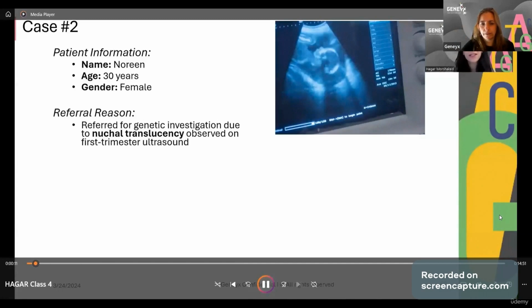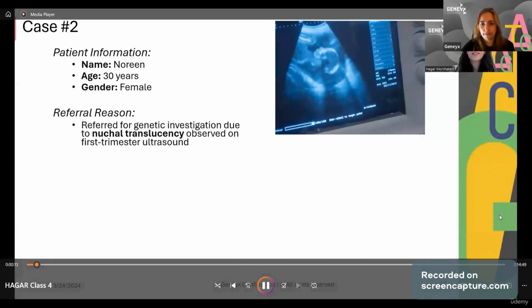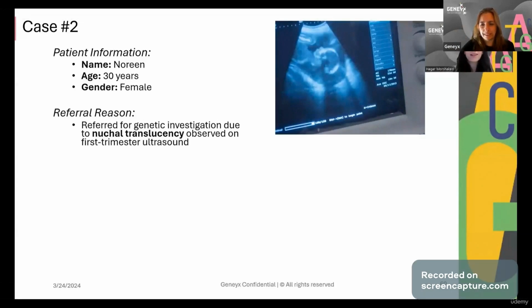Hi everyone, welcome to class number 4. In this class, as we said before, Dr. Ali Tabish is going to provide a lecture on ACMG classification. But in the previous class, we wanted to give you 2 examples of case reports from the clinic, and we only had time for 1. So very quickly, I'm going to show you another case report, and then we are going to move to Dr. Ali Tabish's lecture. So this case starts with a woman named Nouine.